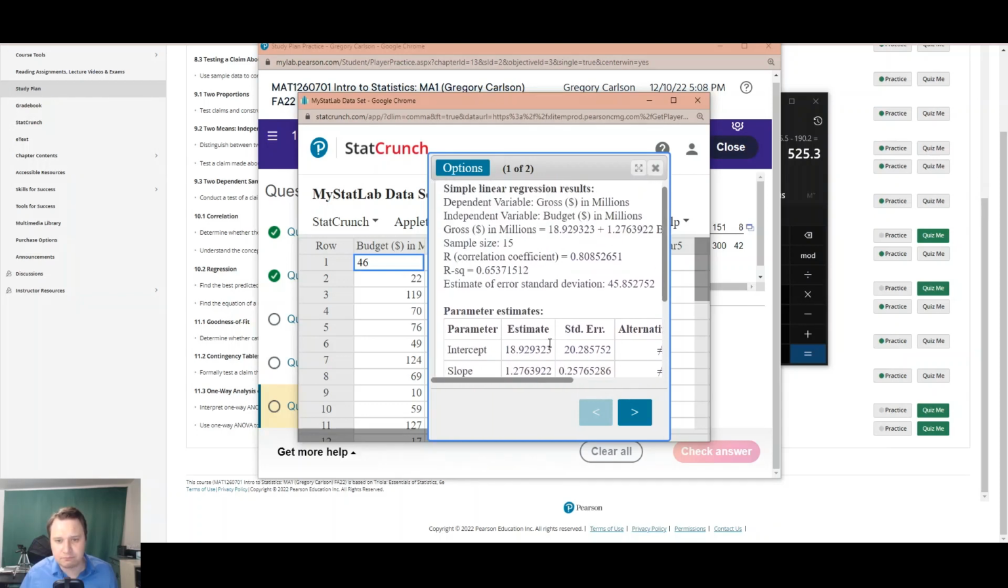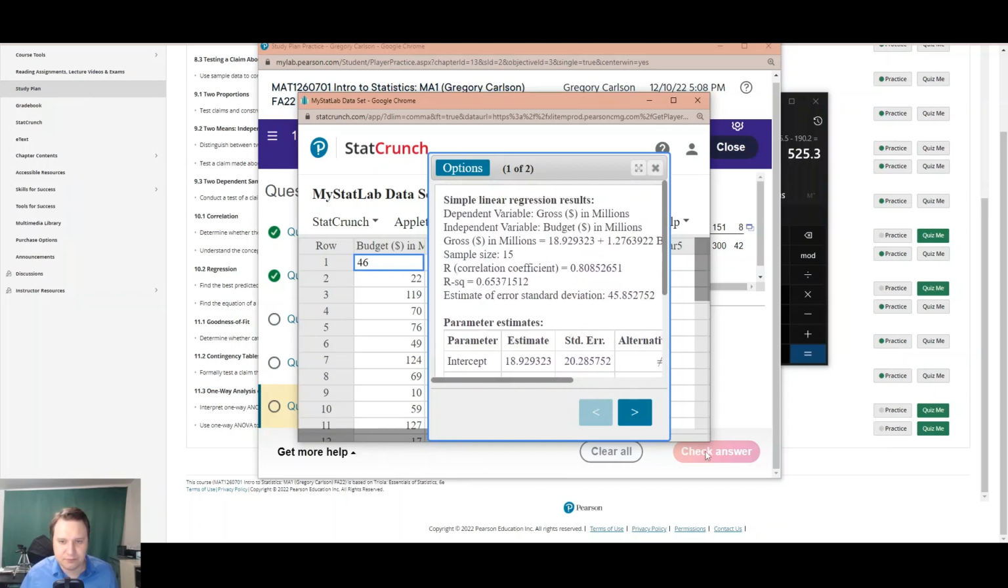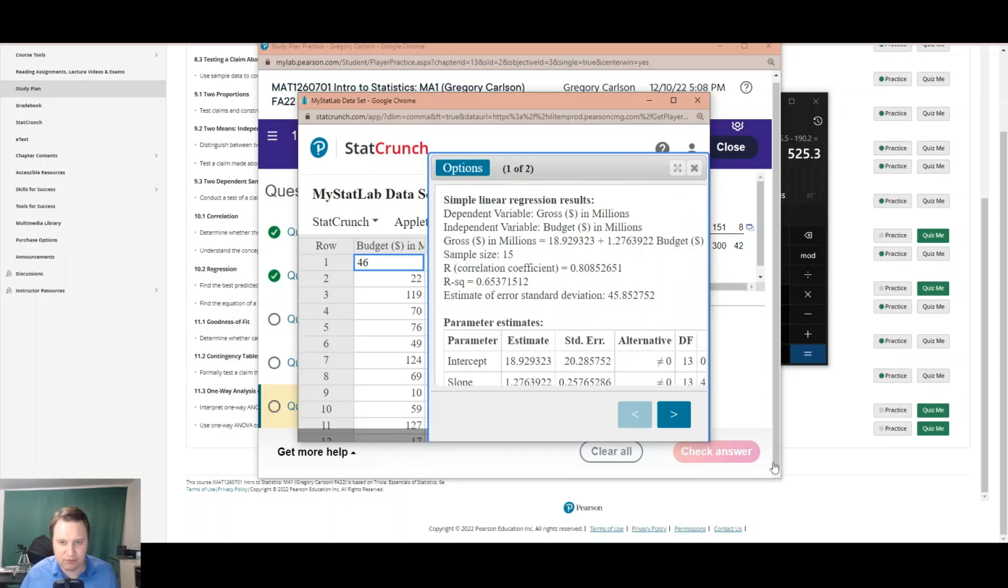Sorry, I'm just looking at some of these other numbers. So R squared is 0.65, so it does a 65% job of explaining the data. So that's kind of interesting. That's not the exact definition of R squared, but it's close enough that we can sort of use that definition.